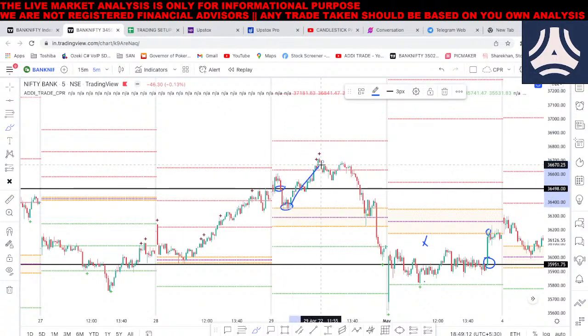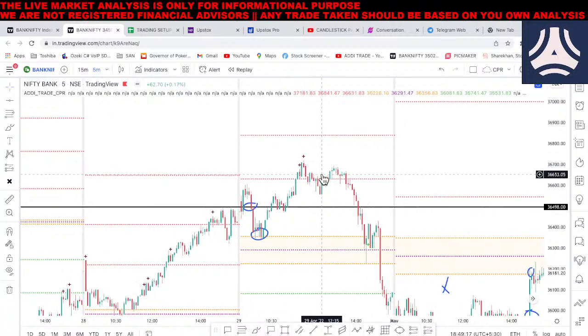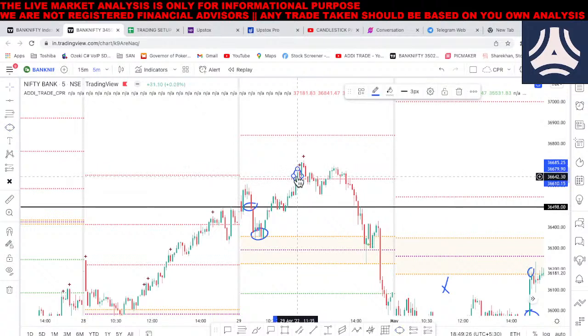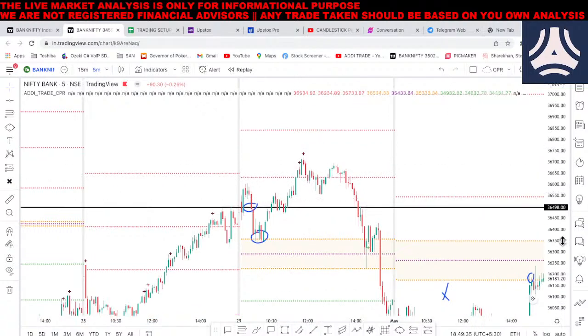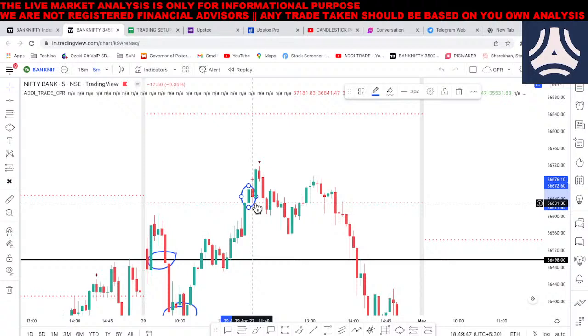Even over here when we went up, it looked like we were breaking out of R1. So now we might hit R2, but the follow-up never came. If somebody had entered on this nice bullish candle, looking for an R1 breakout, our stop loss would be R1 itself. So when the price came back and hit R1, we would have just exited, taking our stop loss.